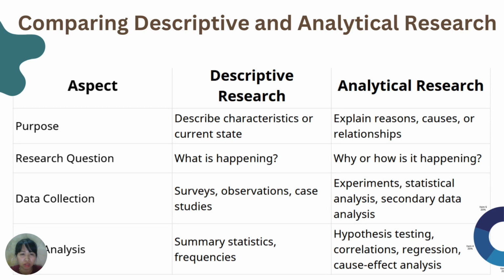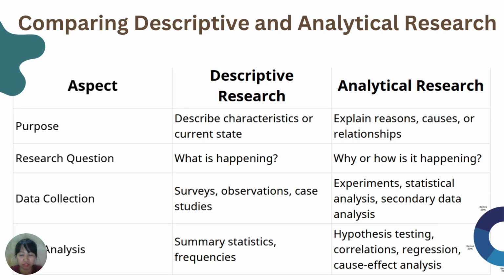And the next one, I want to tell you about comparing descriptive and analytical research. First, in terms of purpose, descriptive research describes characteristics or the current state, while analytical research explains reasons, causes, or relationships. Second, the research question. Descriptive asks what is happening, and analytical asks why or how it is happening.